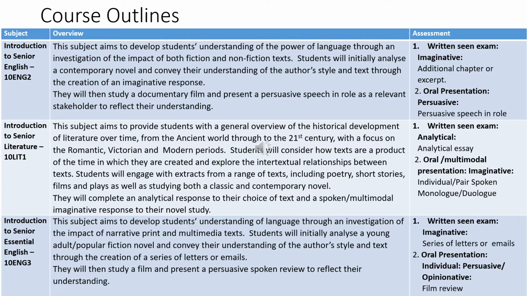In the subject Introduction to Senior Literature, the subject aims to provide students with a general overview of the historical development of literature over time, from the ancient world through to the 21st century, with a focus on the Romantic, Victorian and modern periods. Students will consider how texts are a product of the time in which they are created and explore the intertextual relationships between texts. Students will engage with a range of texts including poetry, short stories, films and plays, as well as studying both a classic and a contemporary novel.